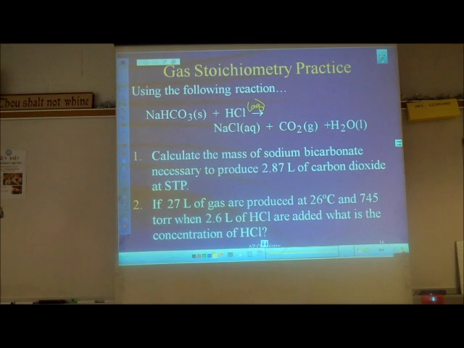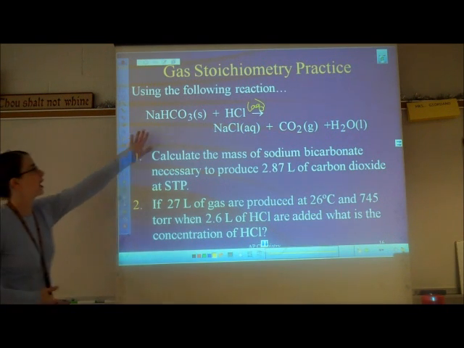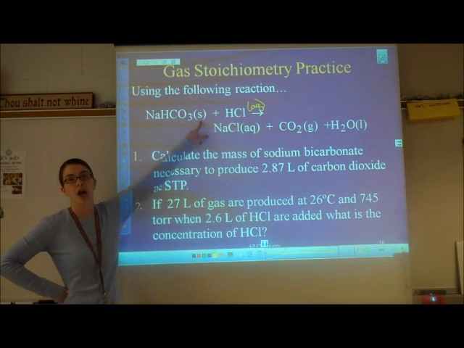I'm not going to do these problems for you, but I am going to talk about them a little bit. So don't start crunching any numbers, just listen. The first one says, calculate the mass of sodium bicarbonate. Stop right there. Where is sodium bicarbonate? Reactant, product, what? It's the very first reactant. Please notice that it is not a gas.